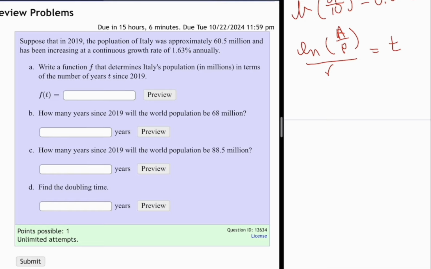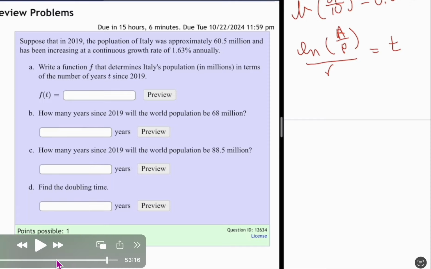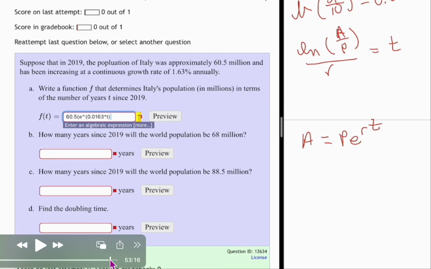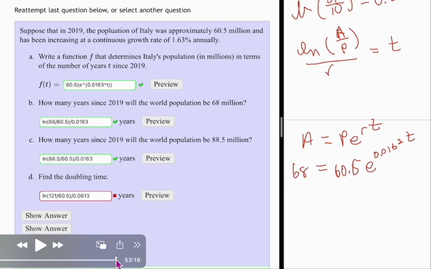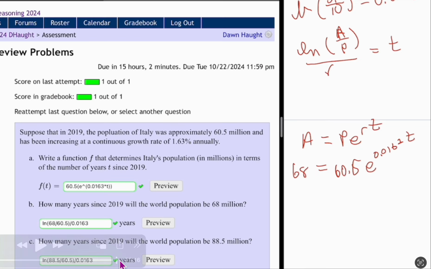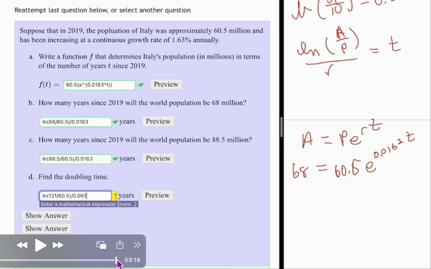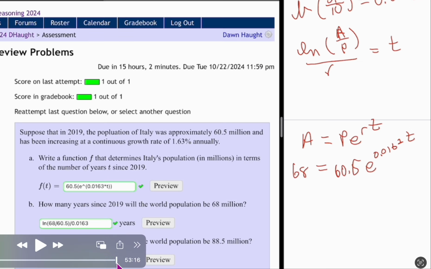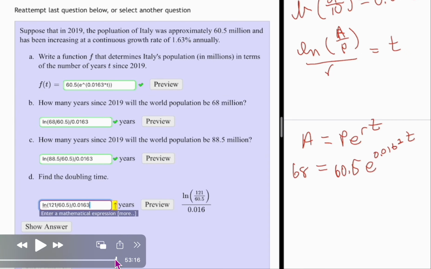Now let's move on to question 23. It says the population of Italy in 2019 was approximately 60.5 million, and it's been increasing continuously. So that tells us we have to use the Pert formula. So let me fast forward here and show you the answers, and then we'll talk about how we got them. I think they're green. Was there a D? There we go. Sorry, I recorded this earlier and it didn't have any sound, so I had to kind of backtrack.